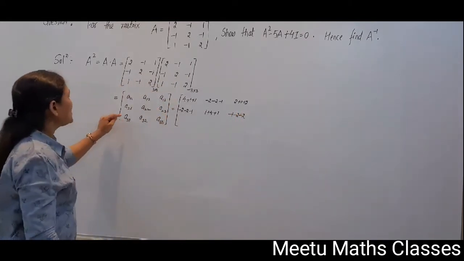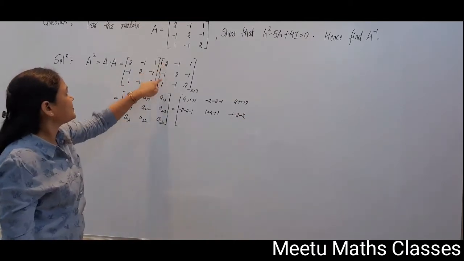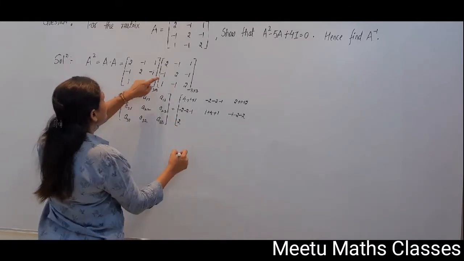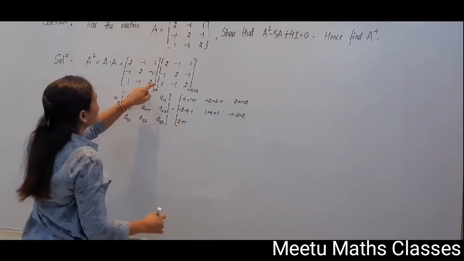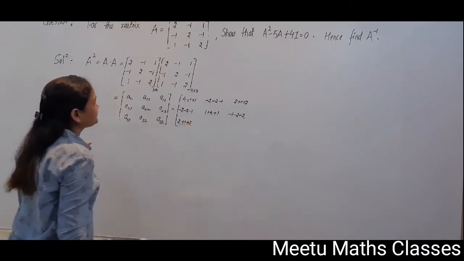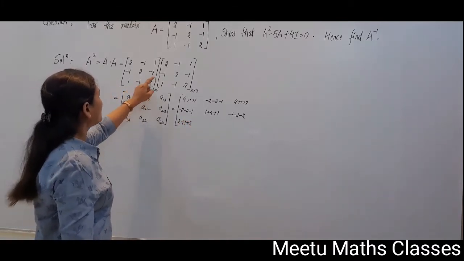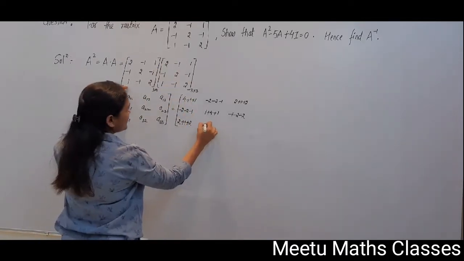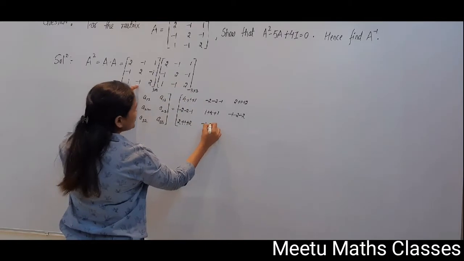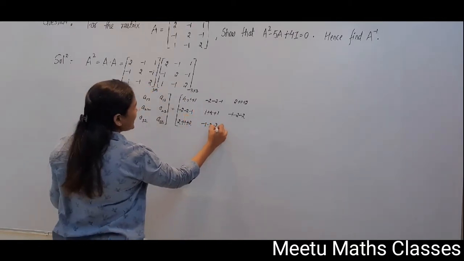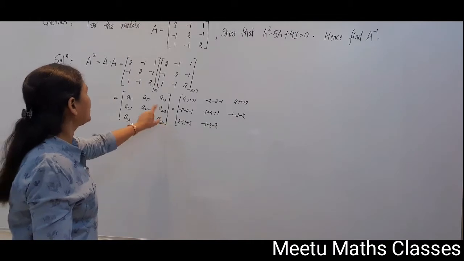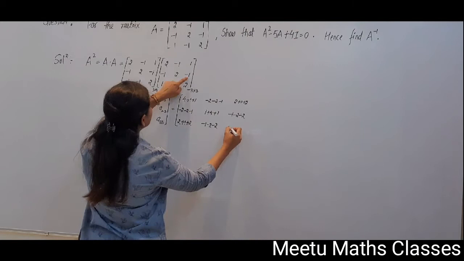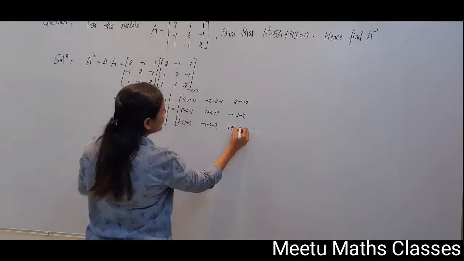Now, A31, third row is going to be multiplied with first column. So, 1 into 2 is 2, minus 1 into minus 1 is plus 1, 2 into 1 is 2. Then A32, third row and second column are going to be multiplied. 1 into minus 1, minus 1 into 2, 2 into minus 1. Then third row, third column are going to be multiplied. 1 into 1, minus 1 into minus 1, 2 into 2.